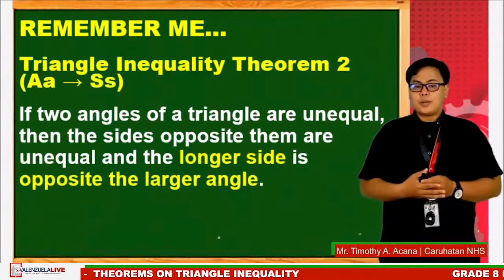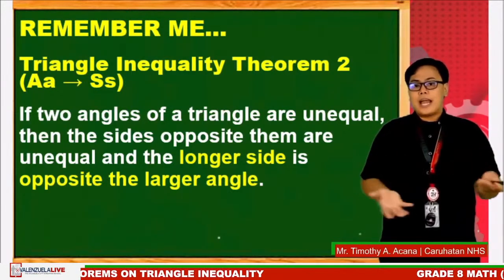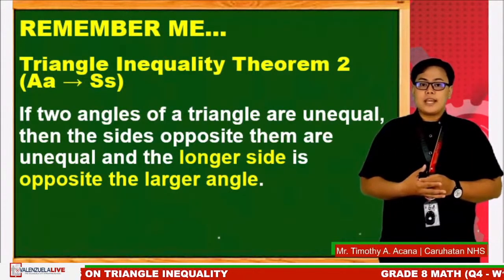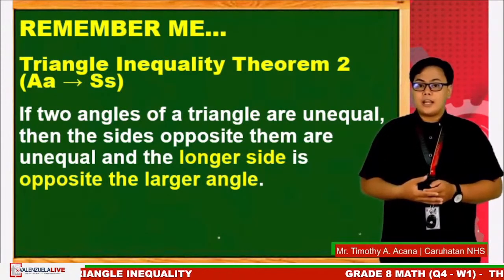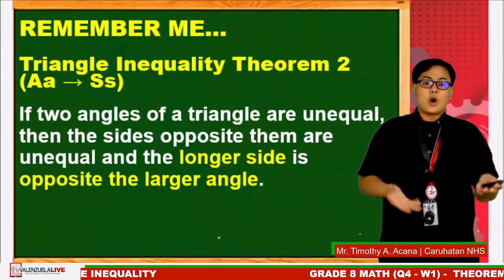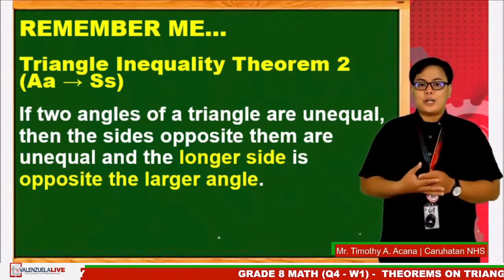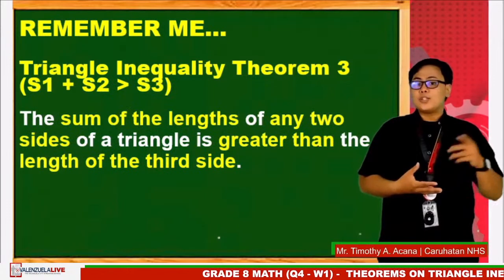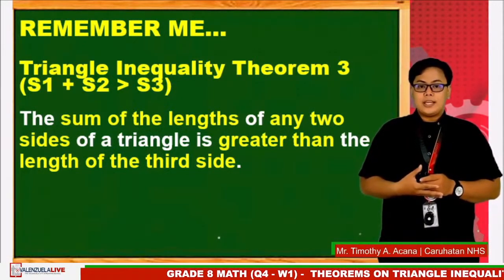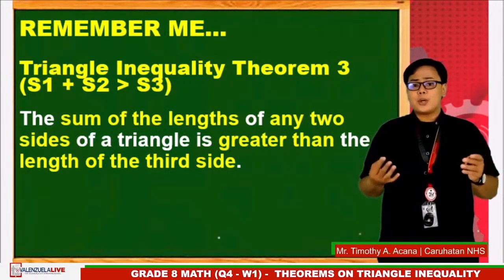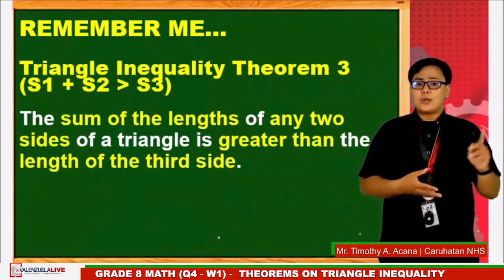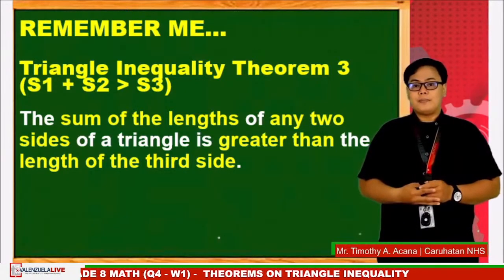Triangle inequality theorem number 2, which is about the angle to side relationship, states that if two angles of a triangle are unequal, then the sides opposite them are unequal and the longer side is opposite the larger angle. And triangle inequality theorem number 3 says that the sum of the lengths of any two sides of a triangle is greater than the length of the third side.